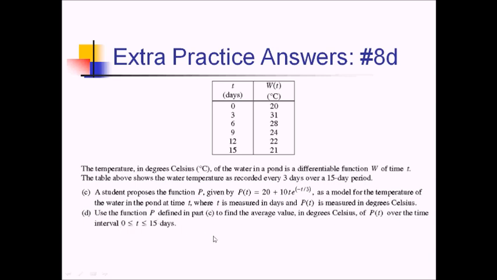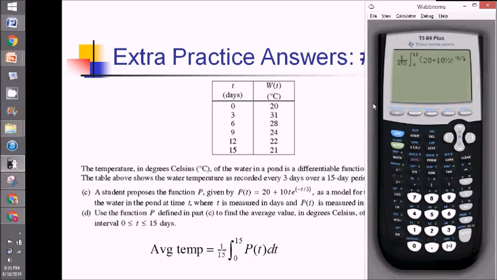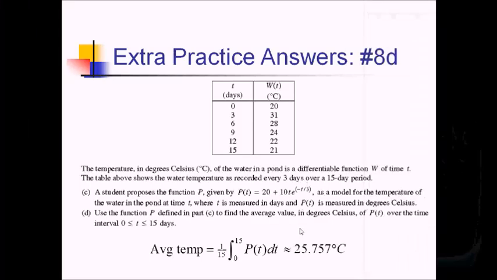So this is another average value problem, but this time we're going to use the calculator for the bulk of it. So we're going to have 1 over 15 minus 0 times the integral from 0 to 15 of the p of t function. I'm not going to bother rewriting it because they wrote it for me already. I'm just going to plug it in my calculator. The hardest part of this was basically entering that function in there. But once I've got it, I just press enter. And I get 25.757. And again, that's going to be degrees Celsius.